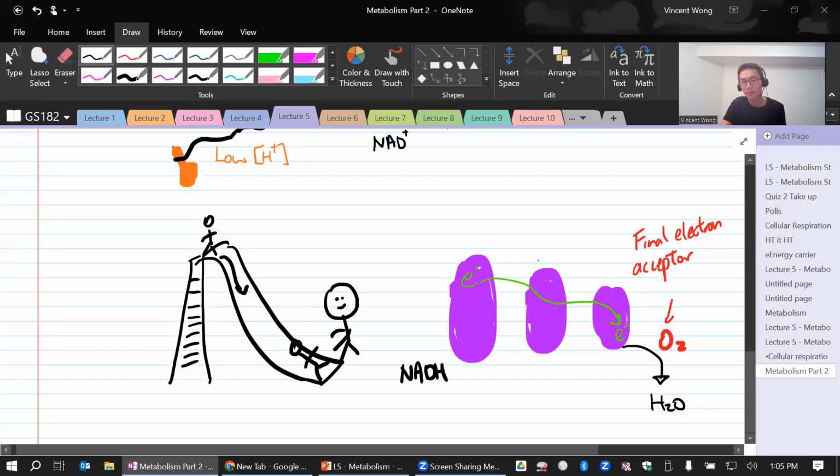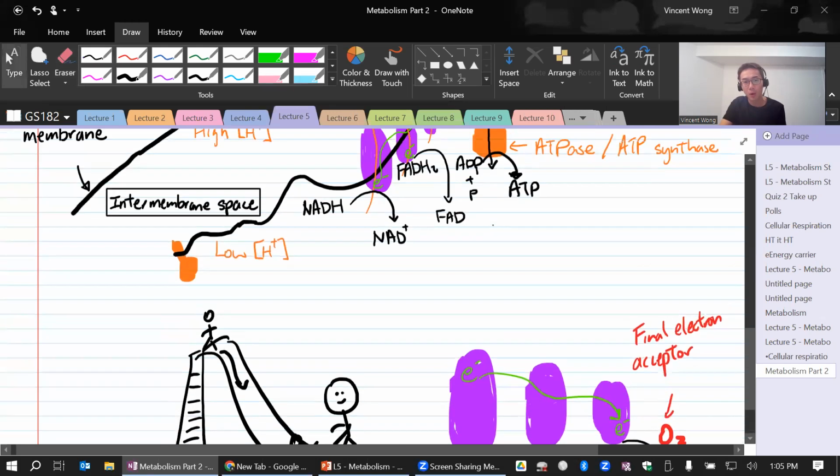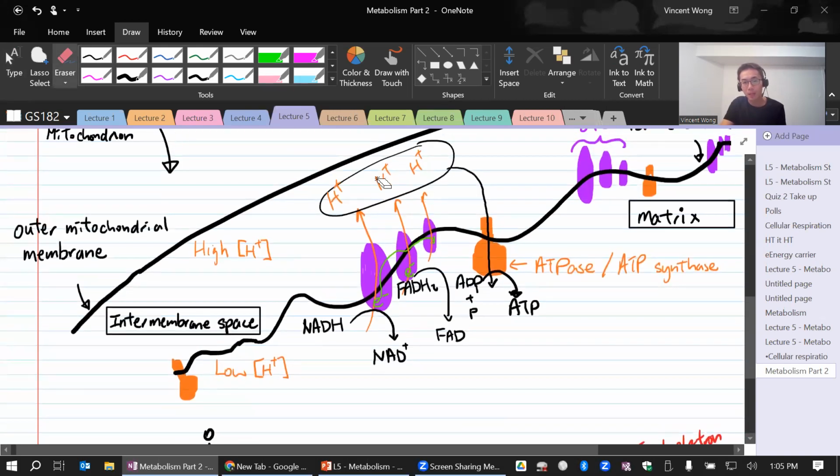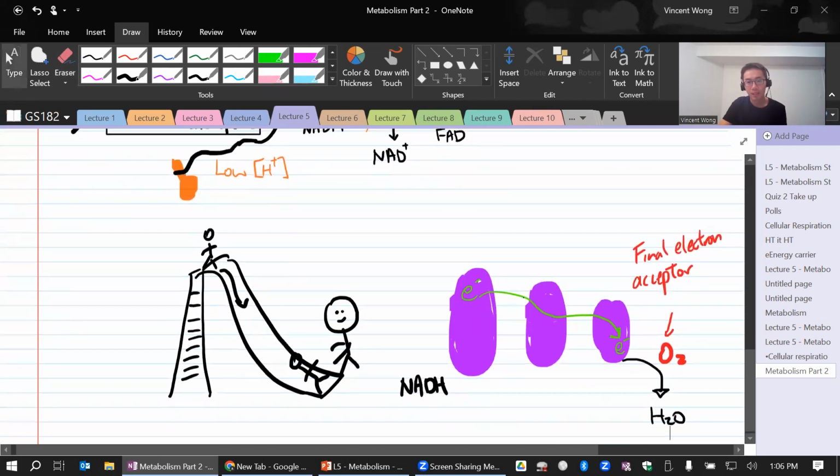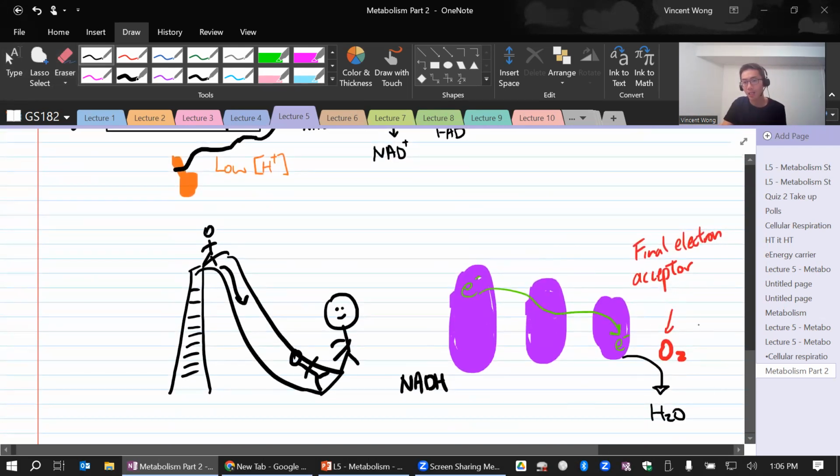Electrons not flowing, we cannot pump H+. We cannot create the gradient. No gradient, no H+ flowing through the turbine. No ATP is produced. We die. That's why we have to breathe. Any question about this concept of final electron acceptor?